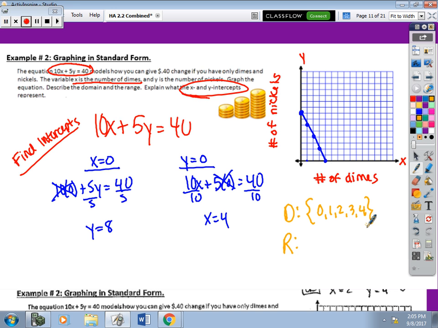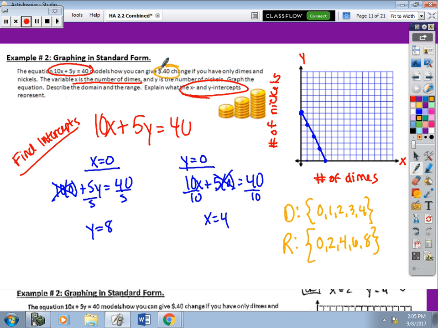Now be careful with the range. Okay, you can't have 0, 1, 2, 3, 4, 5, all the way up to 8, because if you had just 1 nickel, you wouldn't be able to make 40 cents with dimes. Okay? So looking at our range, the y values, I could have 0, I could have 2, 4, 6, or 8. And again, that's because I'm trying to make 40 cents in change, not 35 cents.